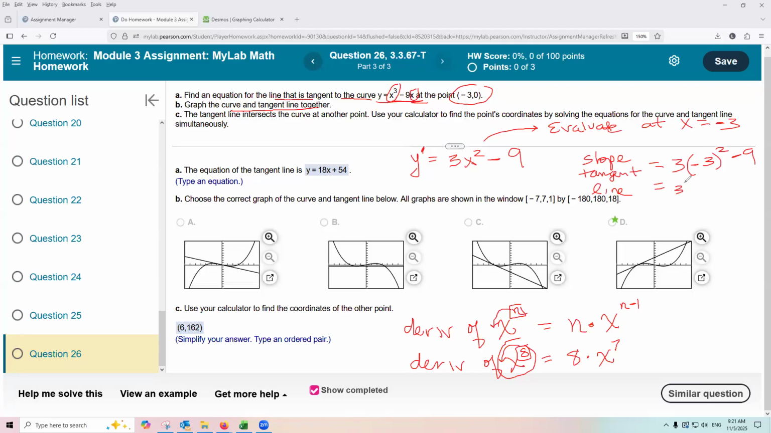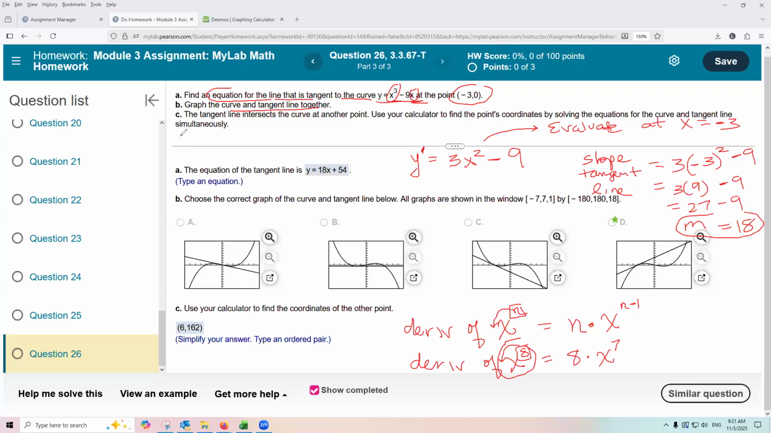So this is 3 times 9, subtract 9. That's 27, subtract 9. That's 18. So this is m, the slope of the tangent line. But they want the actual equation of the tangent line. They don't want just the slope, they want the actual equation.